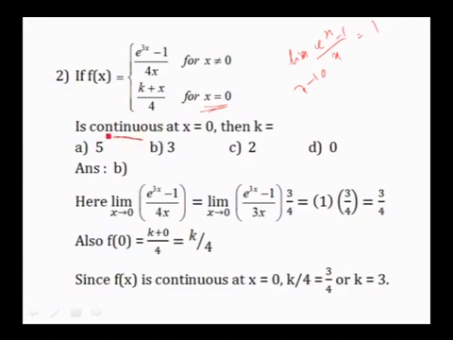Continuous ಆಗಿದ್ದರೆ ಅವಾಗ ಏನಾಗಿರಬೇಕು, limit of f(x) as x tends to 0 is equal to, continuity definition ಅಲ್ಲಿ ನಾವು ಹೇಳಿದ್ದೀವಿ, limit of f(x) as x tends to 0 must be equal to f(0). So this is continuous if this f(0) value is equal to this 3 by 4. So k by 4 is 3 by 4, or k is equal to 3. So option B is correct. Answer is B.